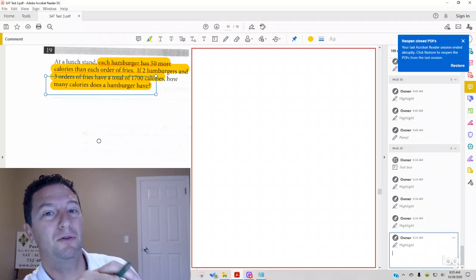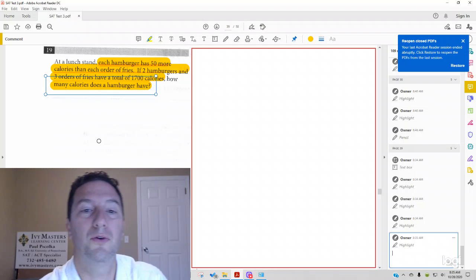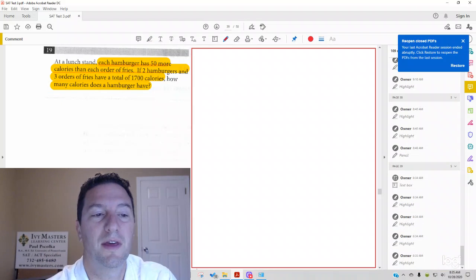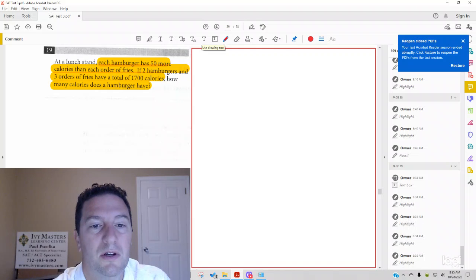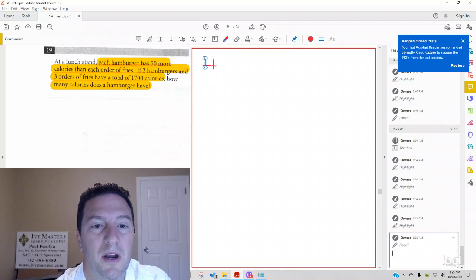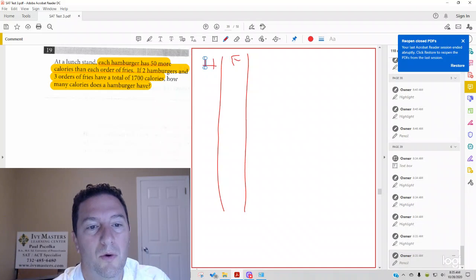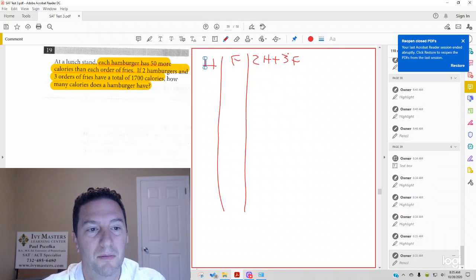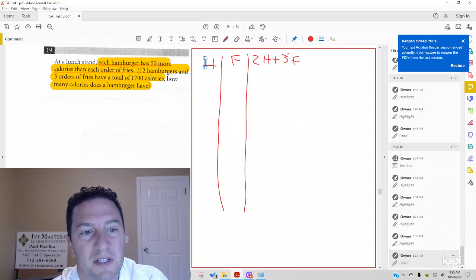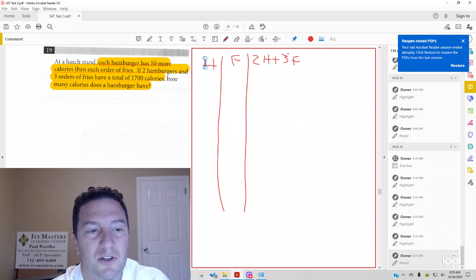table. What we're going to do is set up a table first for those folks who have trouble with algebra. So we can make a column for hamburgers, a column for fries, and a column for 2 hamburgers plus 3 orders of fries, which is going to be your total number of calories. Each hamburger has 50 more calories than each order of fries.